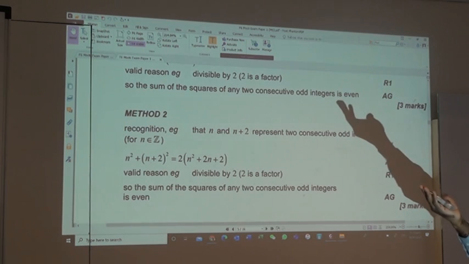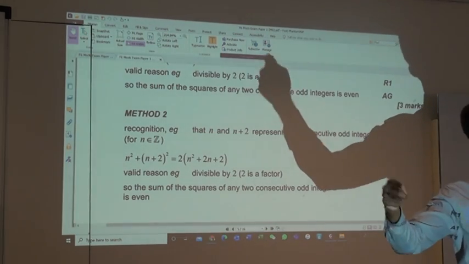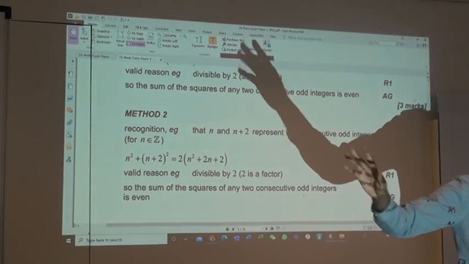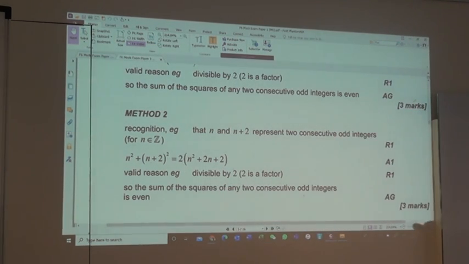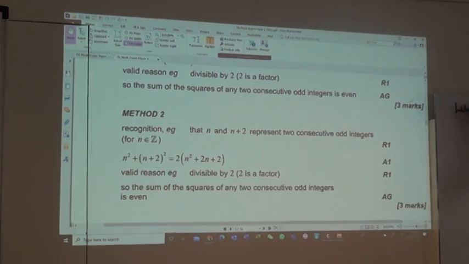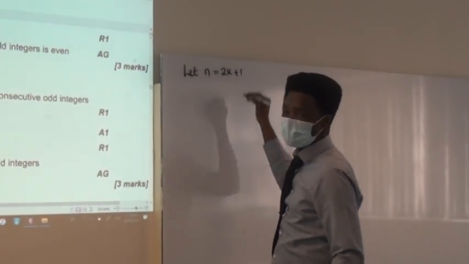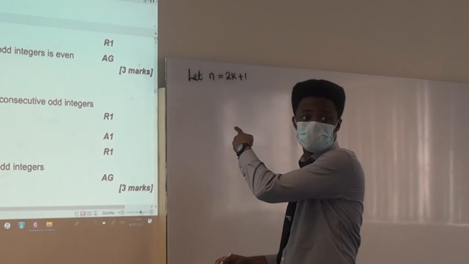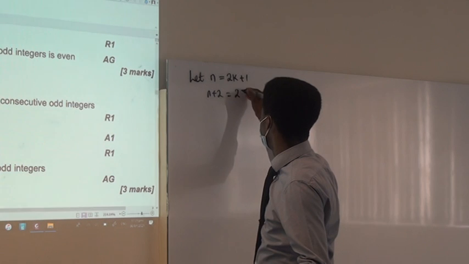So someone might decide to do it this way. If you decide to say let n be an odd number, then n can be written in the form n is equal to 2k plus 1. That's fine. Then the next one will be 2k plus 3. That's fine. Let's see. Here. Let n be an odd number. Let n be 2k plus 1, right? Let n be an odd number, so n will be in this form. The next consecutive one will be n plus 2. So that will have been what?